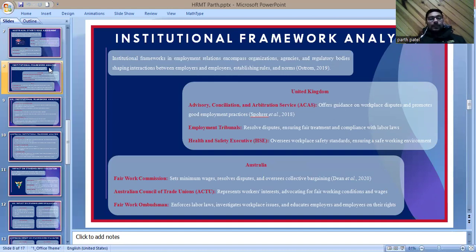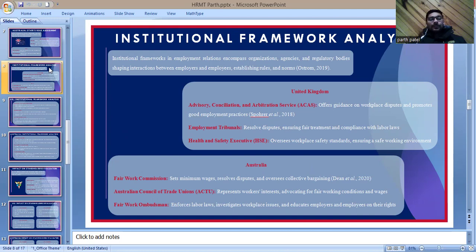Second is the employment tribunals. They resolve disputes and ensure fair treatment and compliance with the labor law. And third one is the Health and Safety Executive, HSE, which oversees workplace safety standards and ensures a safe work environment. They provide a proper safe work environment to their labor. And if we talk about the Australian framework, there is the Fair Work Commission, and they set different types of rules and regulations.